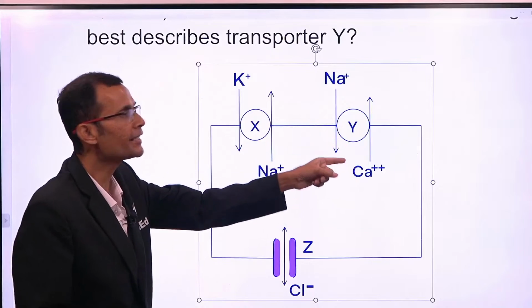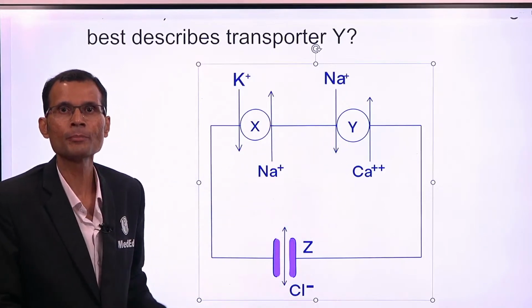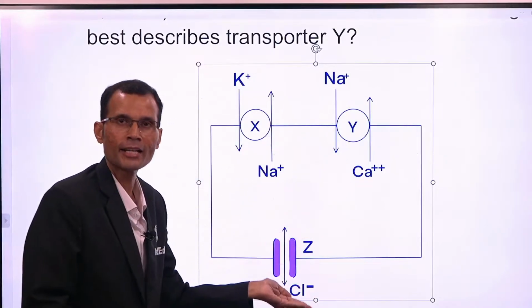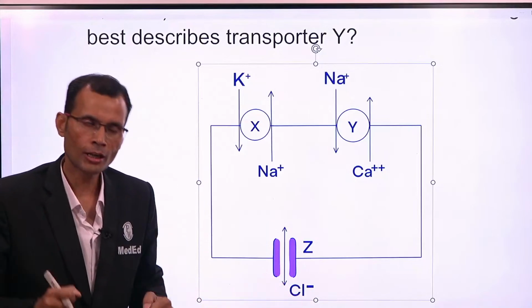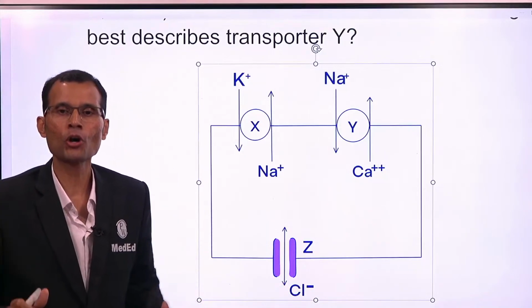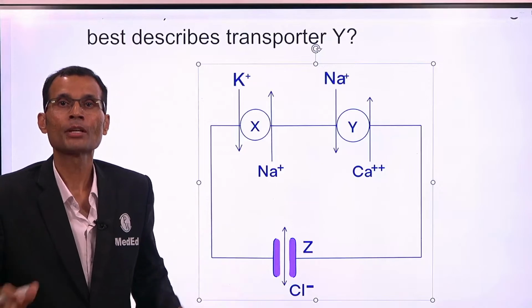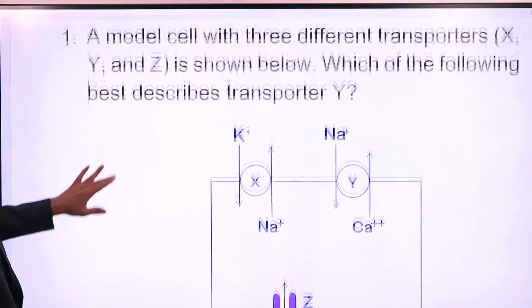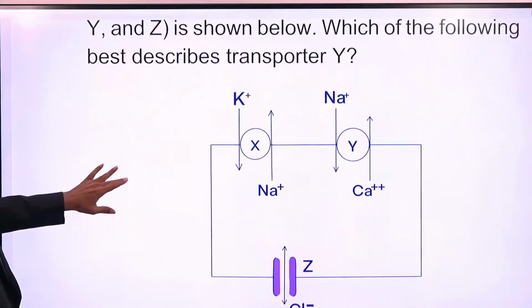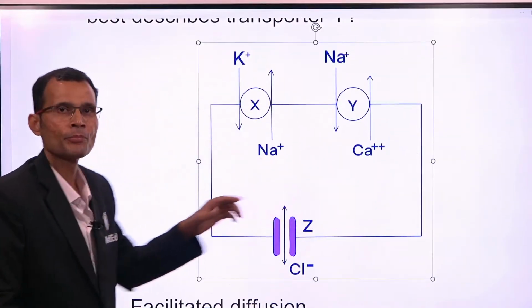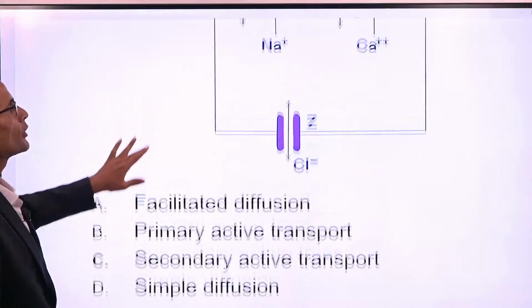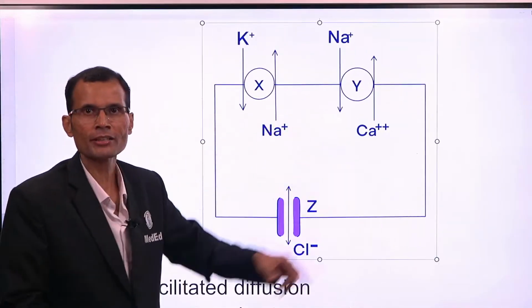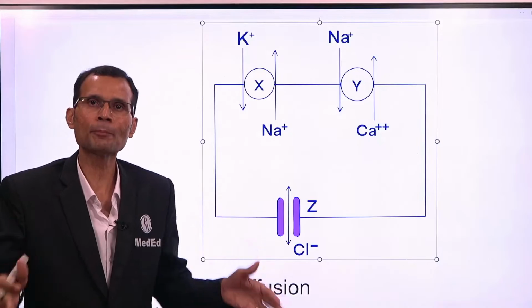So this NCX, the sodium calcium exchanger, is not working, calcium is inside the cell, and the fiber will contract strongly and strongly and strongly. Okay, therefore digitalis is given in heart failure. But that was not the question. What was the question? Which of the following best describes the transporter Y? So now you have to tell me, the sodium calcium exchanger, that is Y, is what type of transporter?